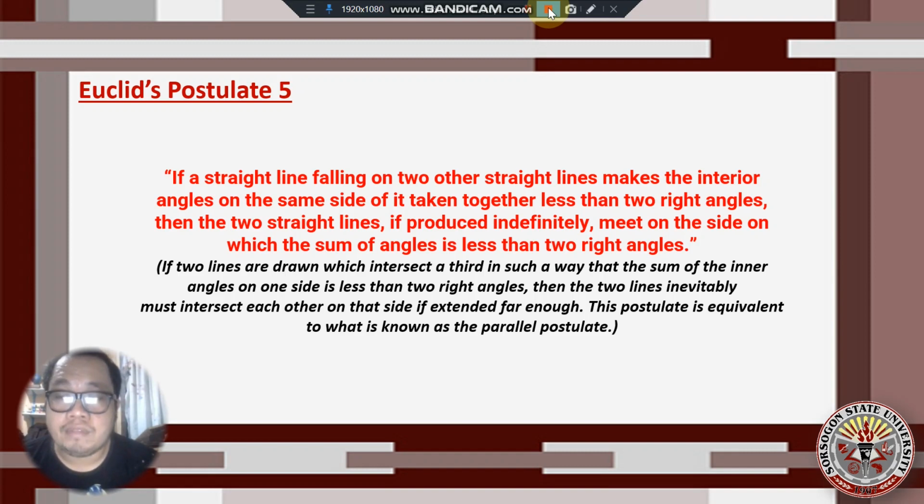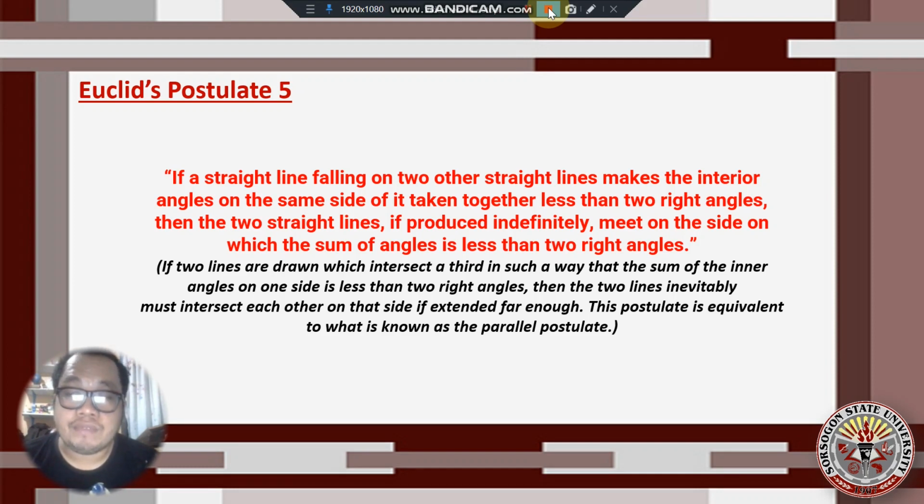Now let's have the last postulate of Euclid. It is stated that if a straight line falling on two other straight lines makes the interior angles on the same side of it taken together less than two right angles, then the two straight lines, if produced indefinitely, meet on the side on which the sum of angles is less than two right angles.